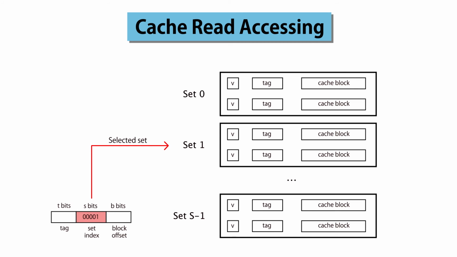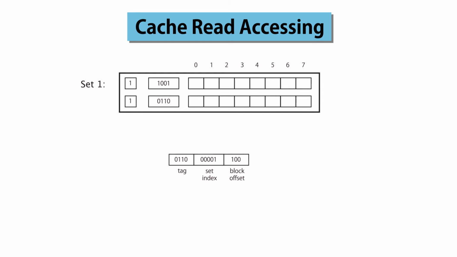Once we've found the right set, we need to determine if the address is stored in any of the lines within that set. To do that, we compare the tag field from our address with the tag fields of all of the lines in the set. If we find a line with a matching tag field and with the valid bit set to 1, then we have a hit. Recall that for our sample cache, each cache line stores the contents of 8 consecutive memory addresses in an array. The contents of our memory address is one of those.